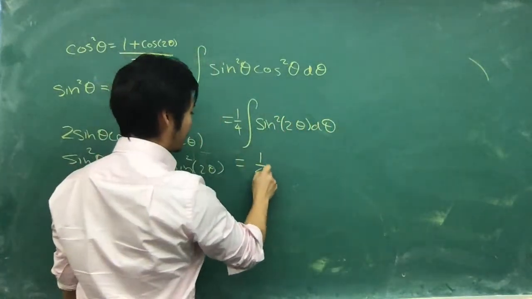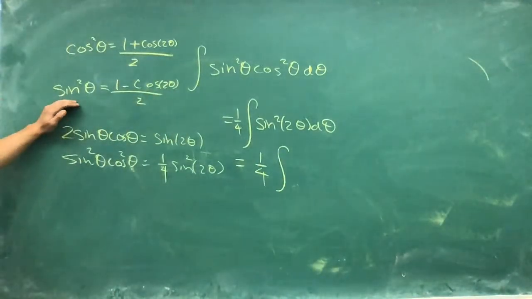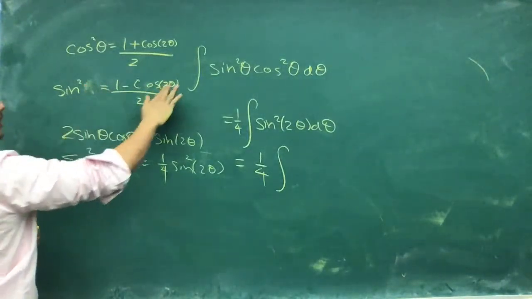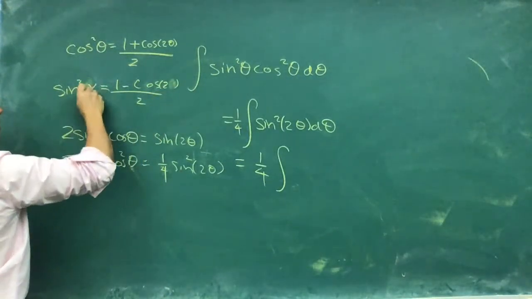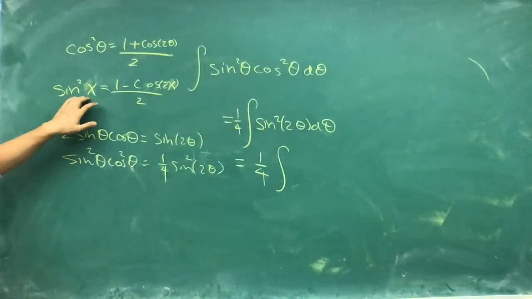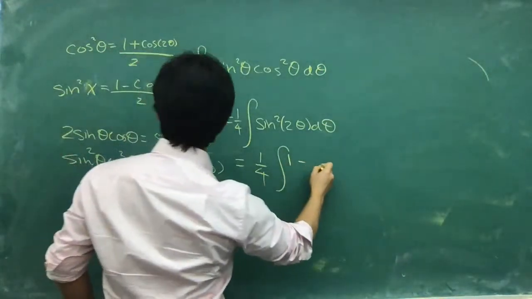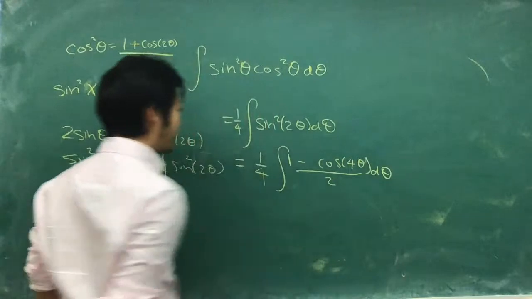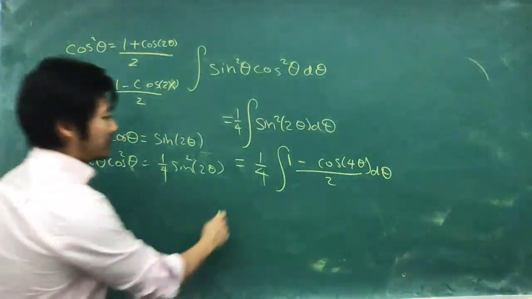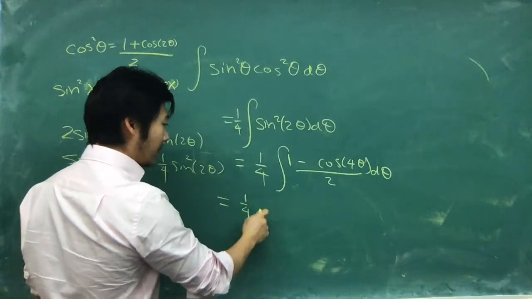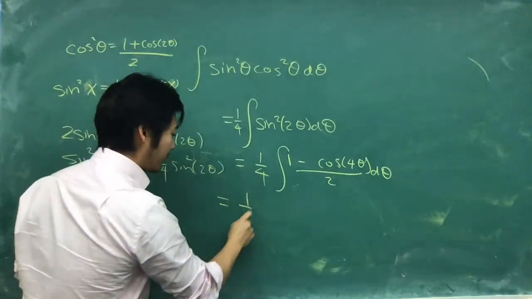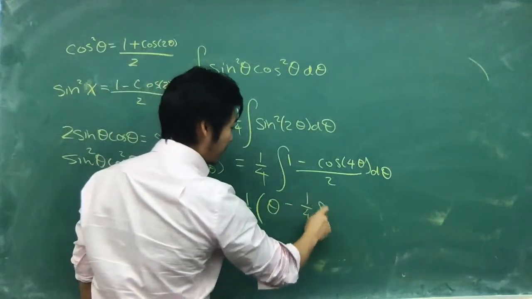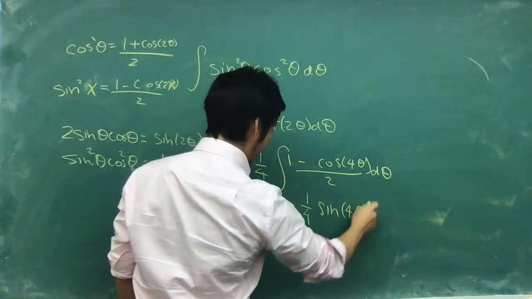Then you can use the degree or power reduction identity. Theta is not important, we can replace it with x. So if x is 2 theta, then this is going to be 1 minus cosine 4 theta all over 2 d theta. And so this is 1/4, actually 1/8, because you factor out a 2, and then theta minus 1 over 4 sine 4 theta plus c.